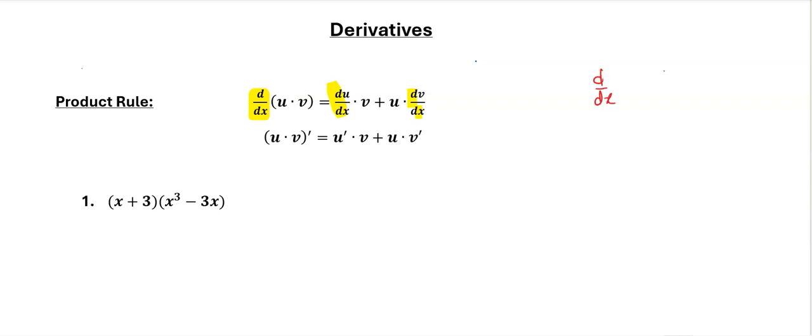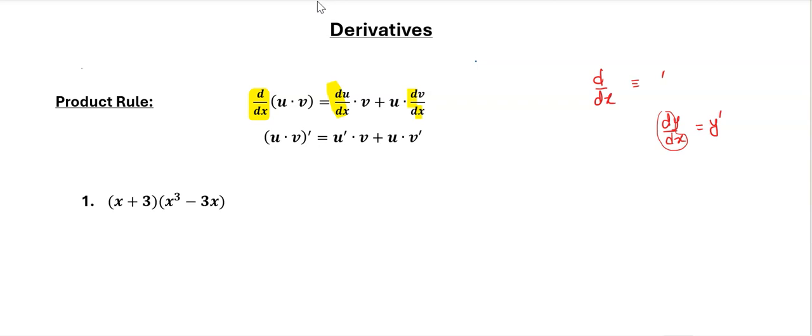It can also be denoted by dash. Like if you are writing dy by dx, it is also the same. It can also be written as y dash. So for d by dx we can use dash.